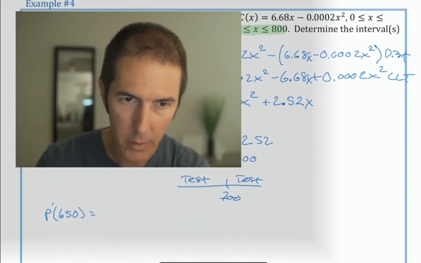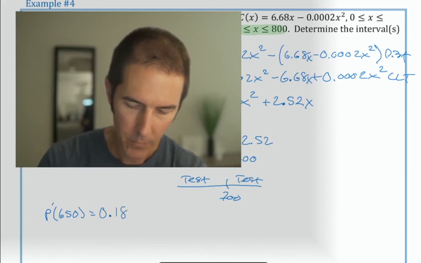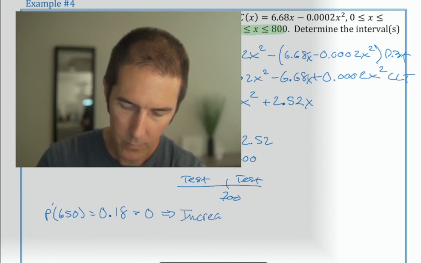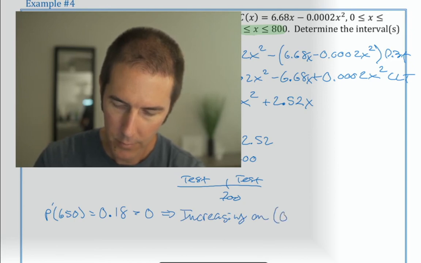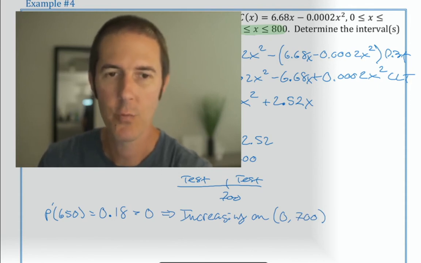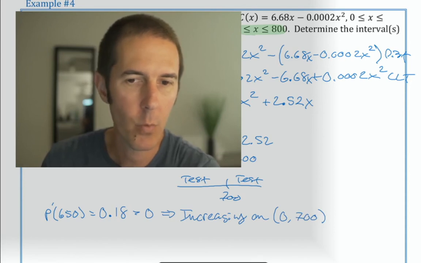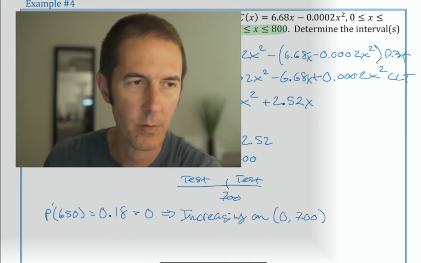So I can come in here and write down 0.18, which is greater than 0, therefore increasing on 0 up to 700. The 650 that I typed in was just a representative of that interval. So you want to make sure that you're still writing increasing from 0 to 700, not just up to 650.